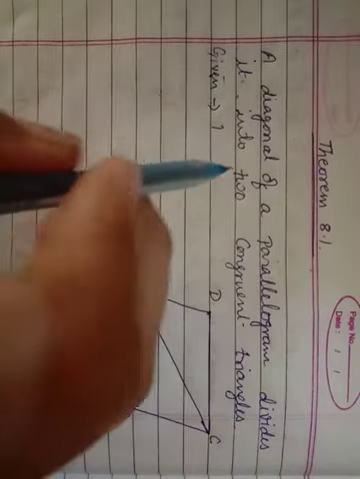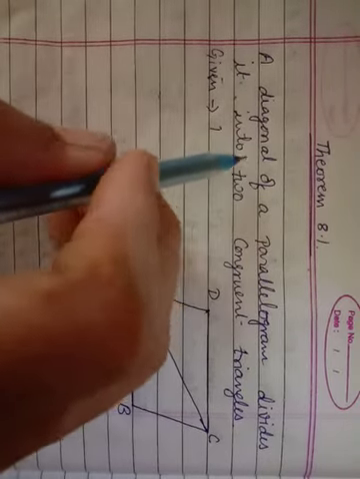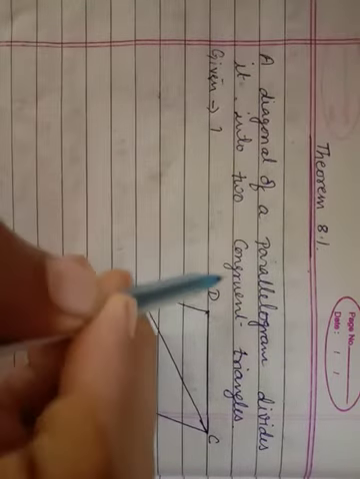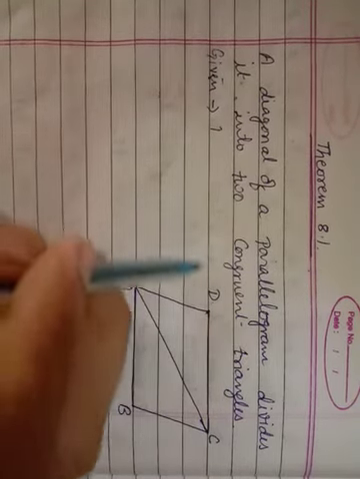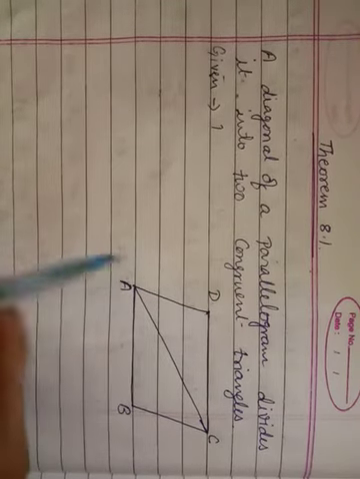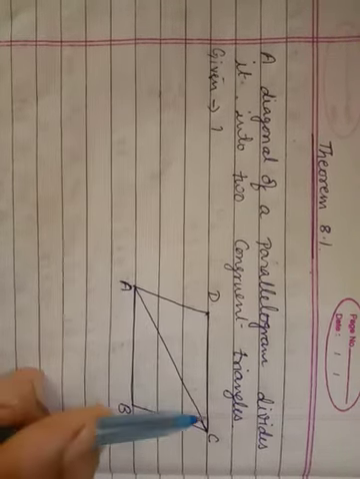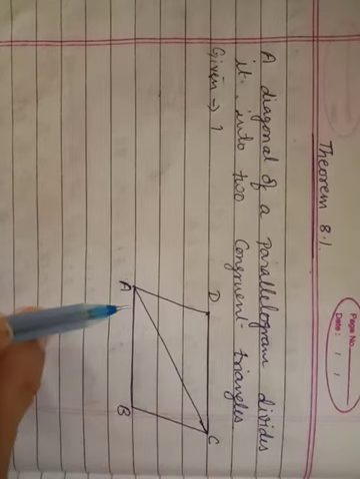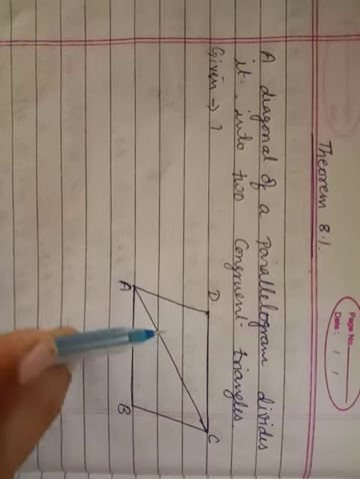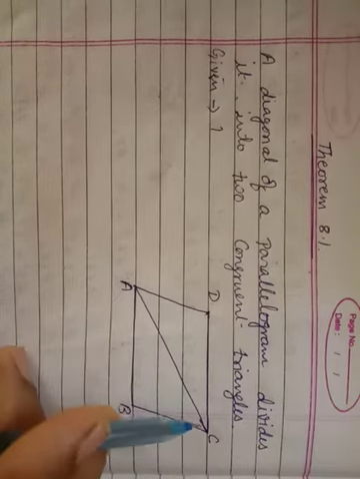Morning students, chapter 8 quadrilaterals, theorem 8.1. It says a diagonal of a parallelogram divides it into two congruent triangles. So you can see that ABCD is a quadrilateral, AC is the diagonal, and we have to prove that triangle ABC is congruent to triangle ADC.